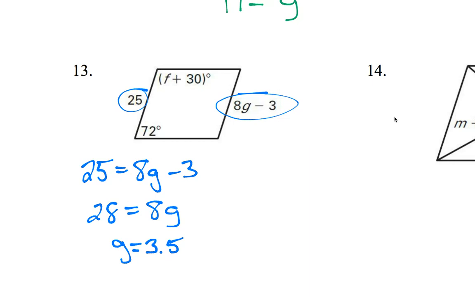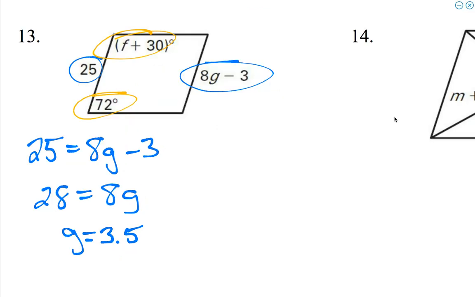Now, for the angles, we do not have opposite angles. These angles should be supplementary. So 72 plus f plus 30 equals 180.